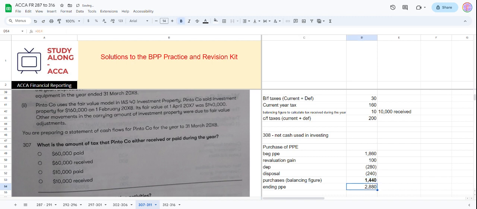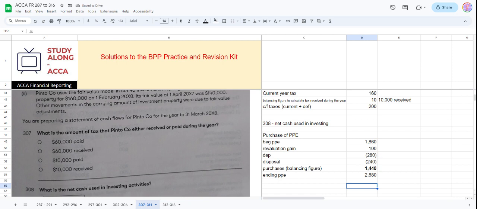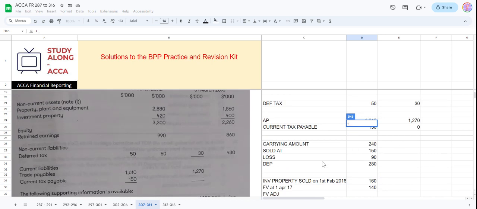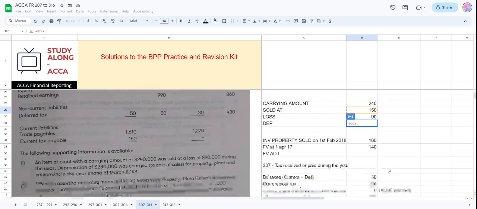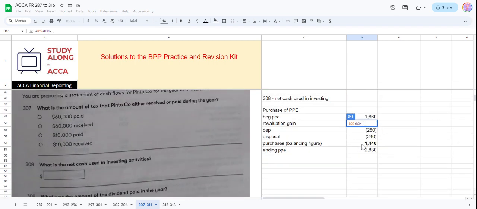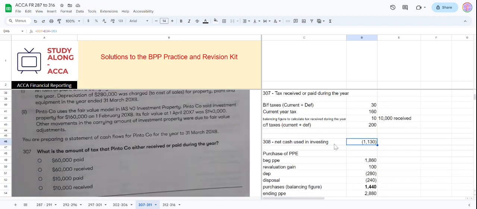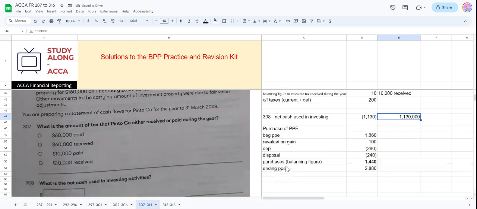1440 is the purchases that we will take as a negative adjustment because we need to tell the net cash used in investing activity. We will take the sale proceeds of this one, 150, plus the sale proceeds of 160, and then we will deduct this amount that we have spent on the purchases. So 1130 is an outflow that we have. Okay. So we have used the cash of 1130. So our answer should be 1130. Because we have to type it in, and dollar is already given here, we just need to input this much: 1130000.